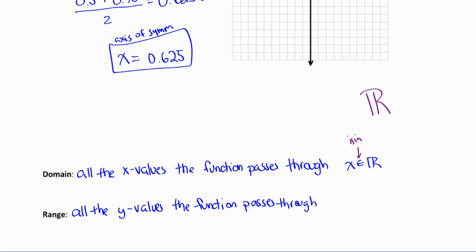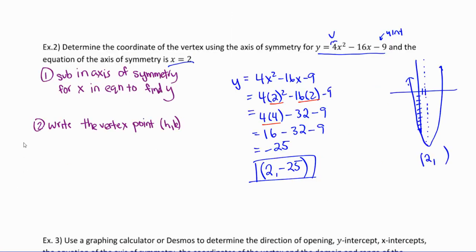So when I have a maximum or a minimum, that changes what my range is. When I have a minimum, y has to be greater than or equal to whatever my k value is for my vertex. When I have a maximum, it has to be less than or equal to whatever that k value is for that vertex.